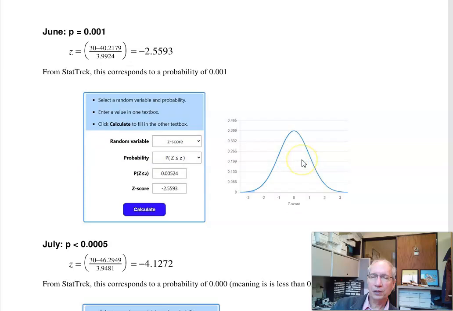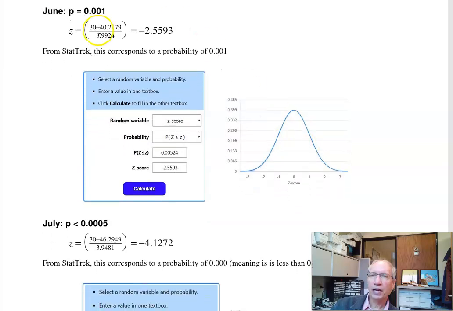In the month of June, the average temperature is 40.2. Killing frost is 30, so how far is 30 from 40 in terms of standard deviations? It's 2.53 standard deviations away. So I want to find the area of the tail. 2.53 deviations away gives you minus 2.53. Area of the tail is 0.0052, so that's the probability of getting a killing frost in June.